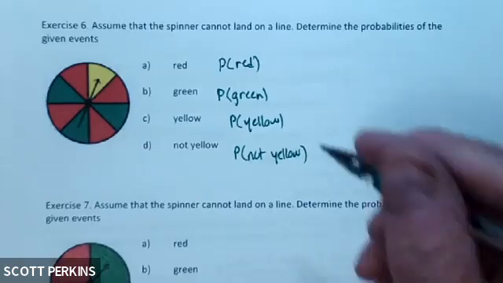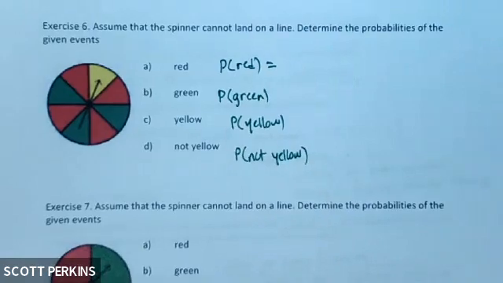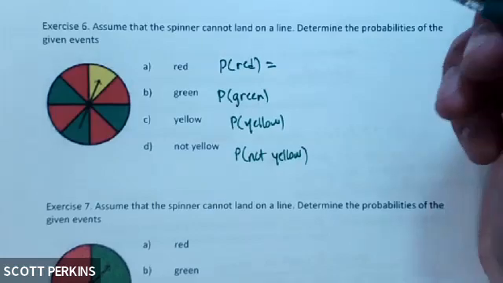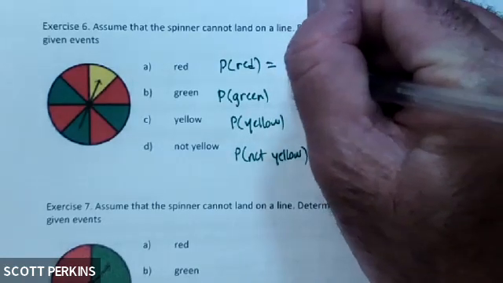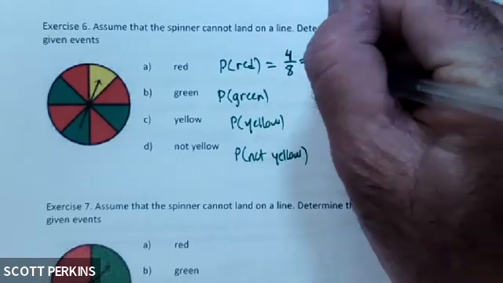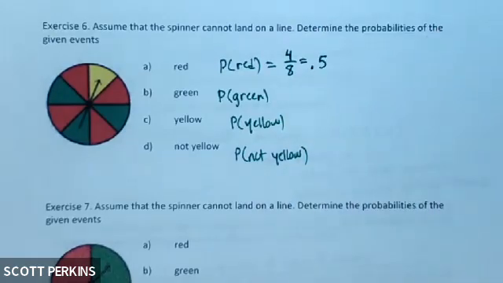All right, so the probability of red. So all of these spaces are equal size. They are equally likely outcomes. So how many red spaces are there? 4 out of the 8 spaces. So that means half the time when you spin this spinner, you're going to get a red.